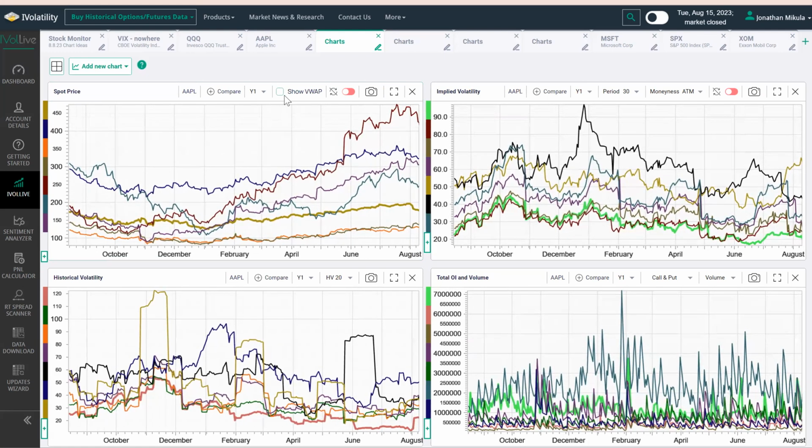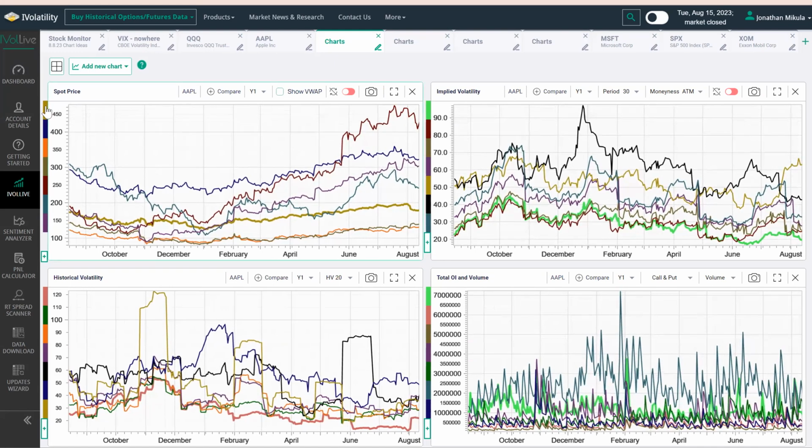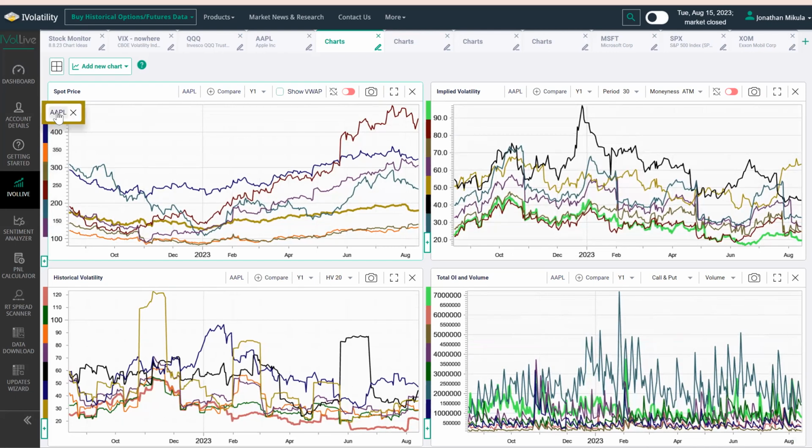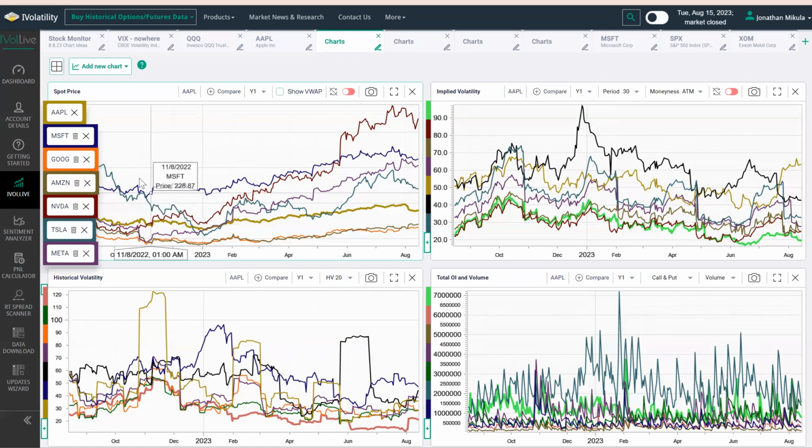In this particular case, what we were looking at is we've been studying tech. So we have Apple as our base spot price. This is our primary underlying. And then we compared that with Microsoft, Google, Amazon, NVIDIA, and Tesla. So this is a spot price chart. We set it for 1 year.